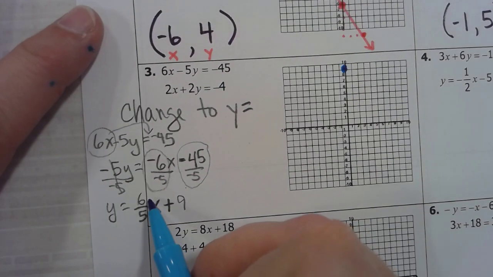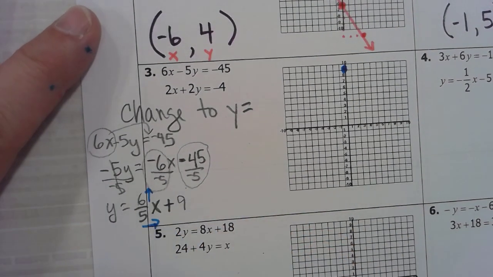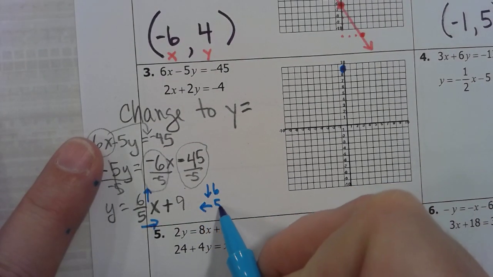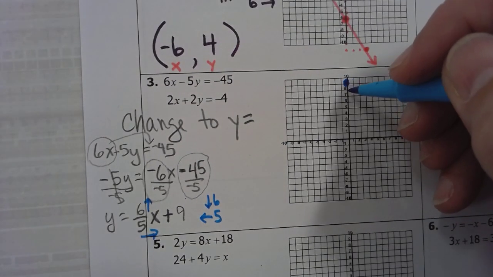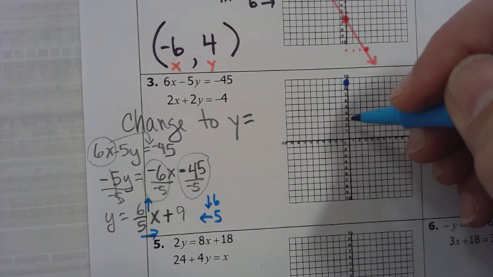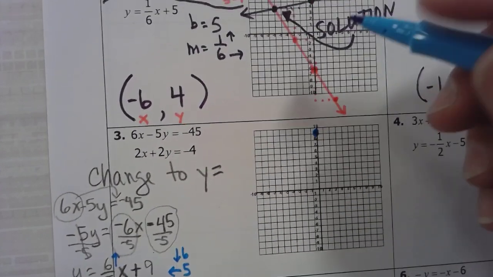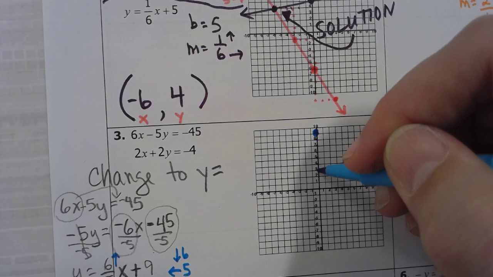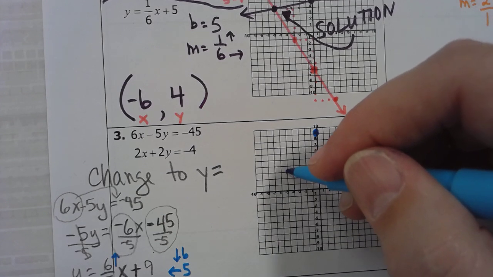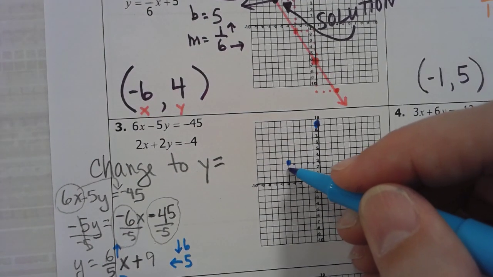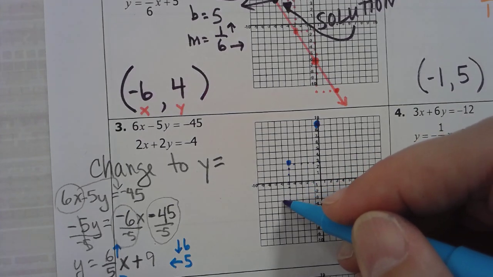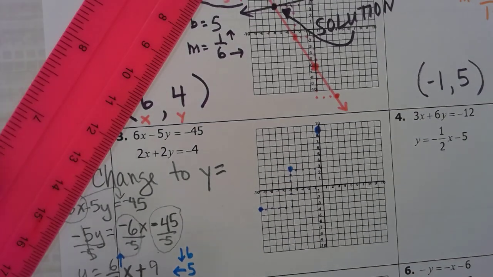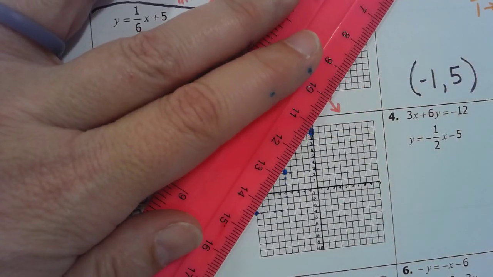So instead of going up and to the right, we need to do the opposite. We're going to go down 6 and back 5. 1, 2, 3, 4, 5, 6. 1, 2, 3, 4, 5. Okay, so fingers crossed, one of those is going to be our answer. Most likely.